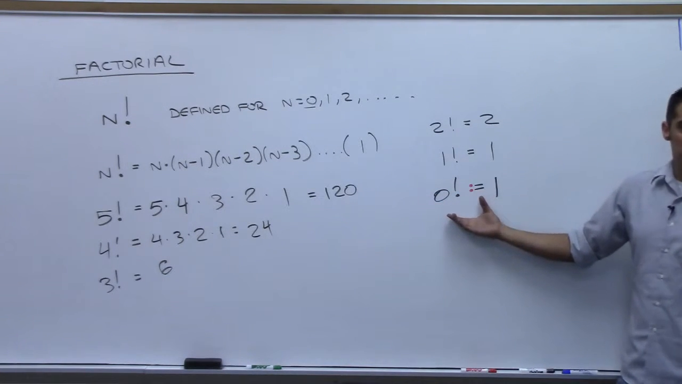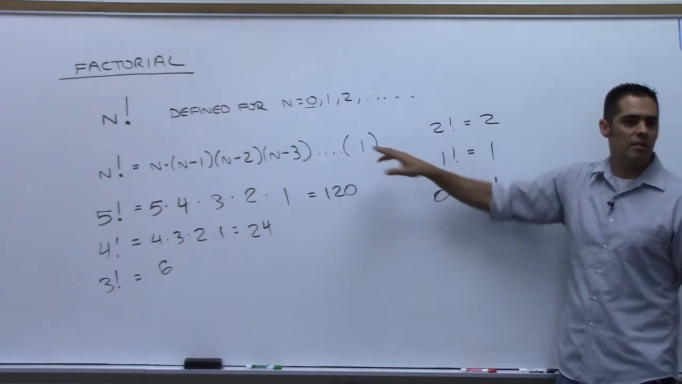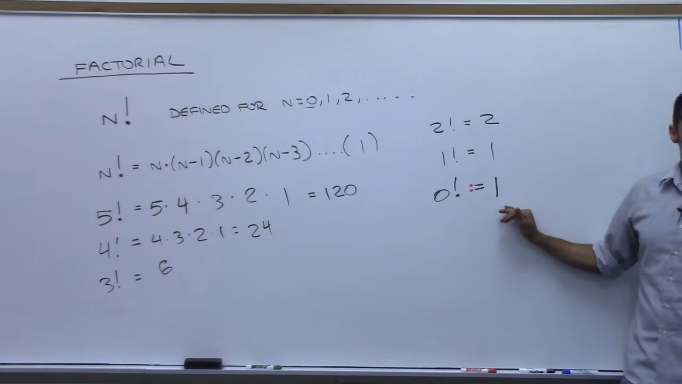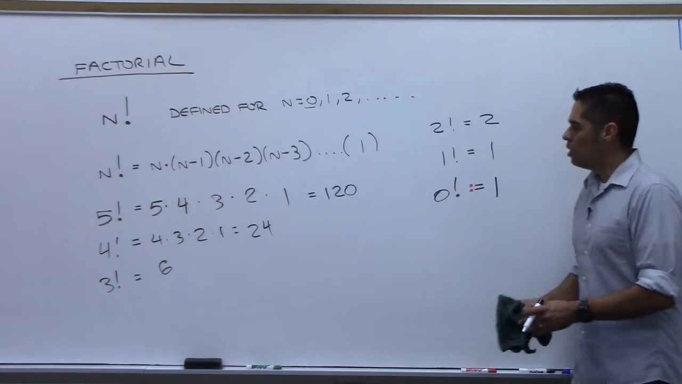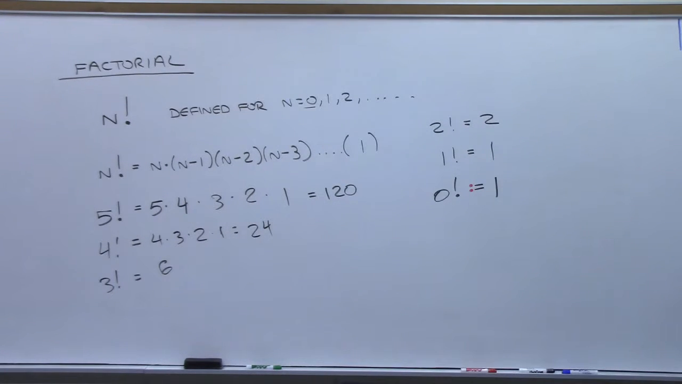Look, define it this way. Don't worry about why. Don't try and fit it into that pattern. Just say, when we see 0 factorial, it's 1. You're going to tell us why? Nope. Not ever going to tell you why.